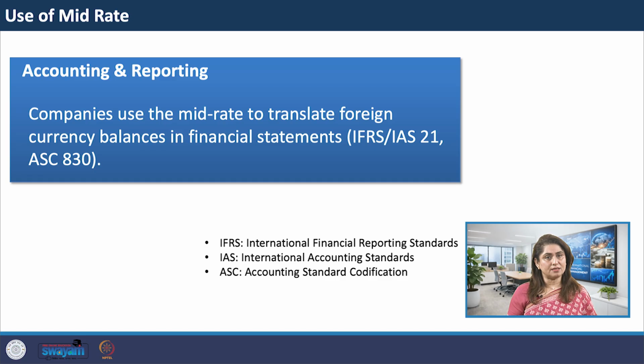In accounting standards such as IFRS or IAS 21 and also under ASC 830, firms translate foreign currency items using an exchange rate that reasonably approximates the actual market rate. In practice, the mid rate is often used for this purpose because it avoids the bias of choosing only the bid side or only the ask side.